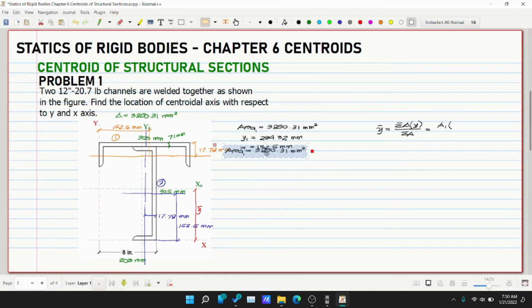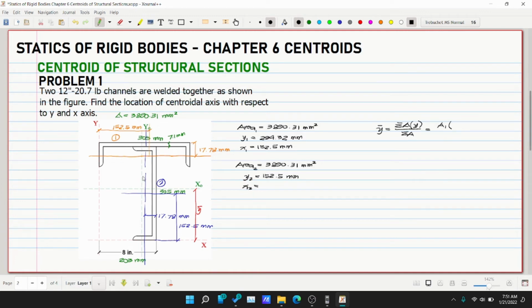Then, area 2, parehas lang naman dito, di ba? Parehas naman silang 12 inches, di ba? So, this is area 2. Then, Y2. Ang Y2 natin is ito, with respect to x-axis. So, that is kalahati ng 305. So, Y2 natin is 152.5 millimeters.